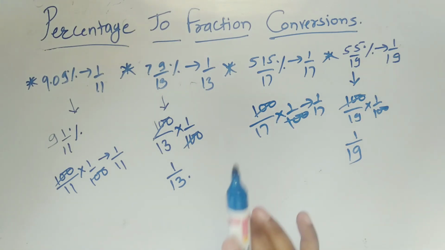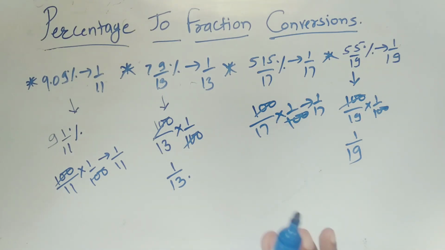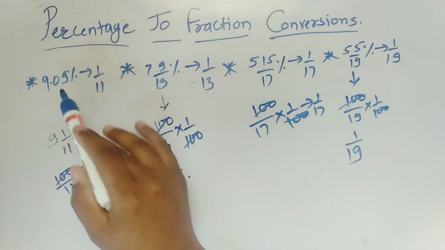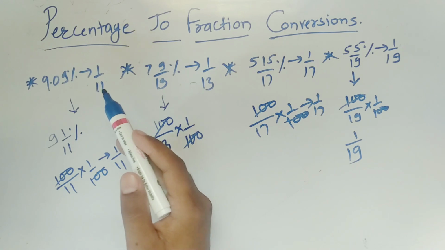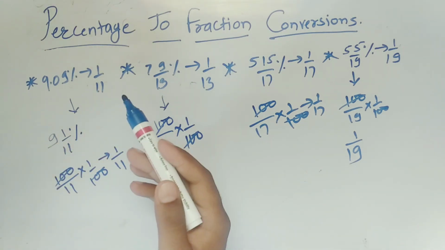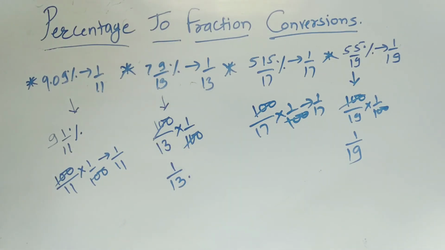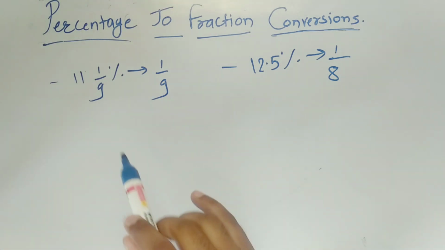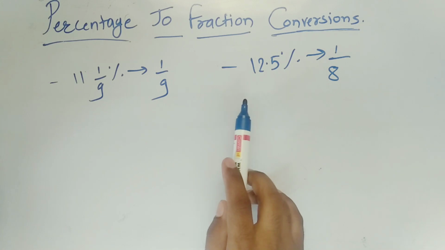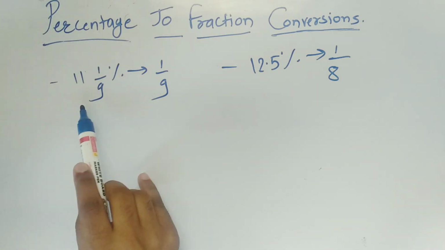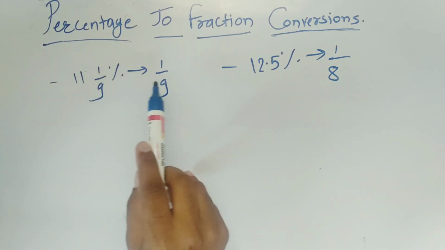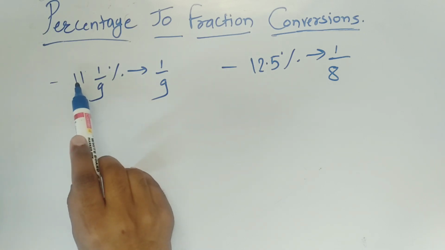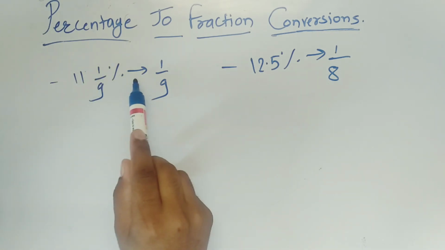So from all these calculations and conceptual thinking, we can say that any changes we make to the percentage, the same changes should also be made to the ratios to obtain the results. There are some other modified conversions which can be obtained from the basic ones. For example, consider this percentage to fraction conversion: 11 1 by 9% gives us the ratio 1 by 9.